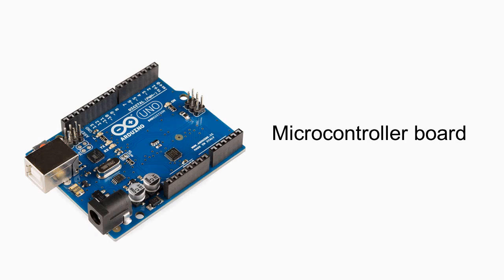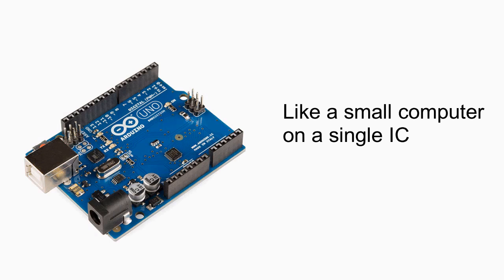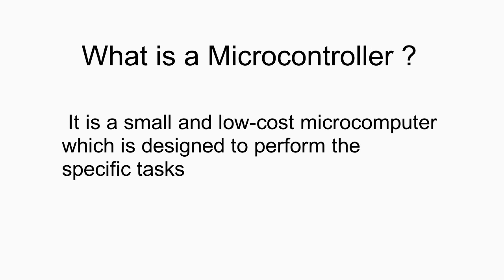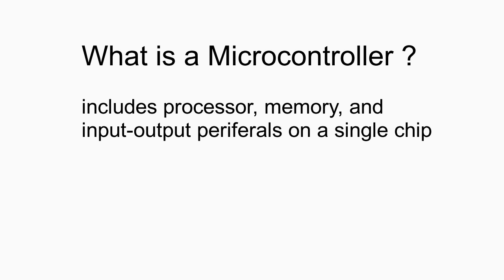Arduino is a microcontroller board. It is just like a computer on a single IC. Now let us learn what is a microcontroller. It is a small microcomputer which is designed to perform specific tasks. A microcontroller includes processor, memory, and input-output peripherals on a single chip.